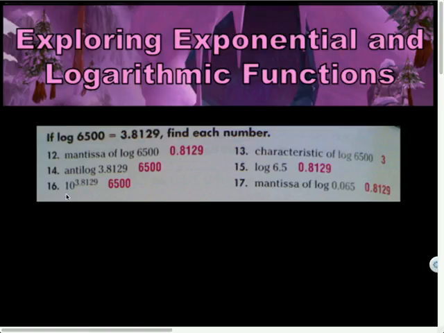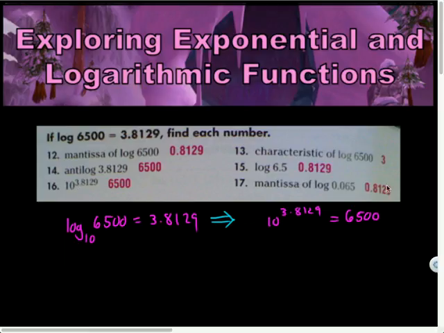We're looking at problem 16, where someone wanted to calculate 10 to this power. And check this out. If I know this fact, log of 6,500 is equal to 3.8129, that would mean, since this is log base 10, if I write this in exponential form, this is also implying that 10 to the 3.8129 is equal to 6,500. So for 16, if they asked us what that was, that's 6,500.